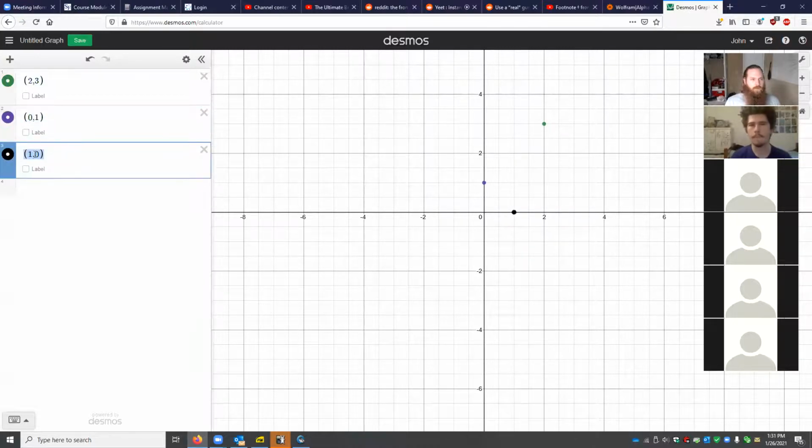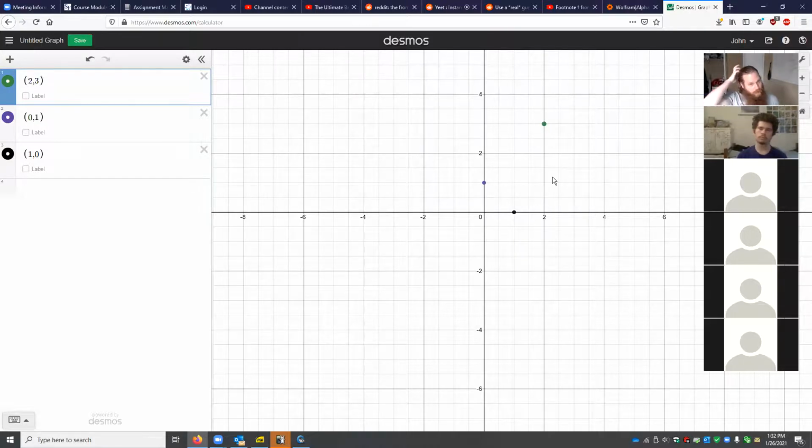2 times (1, 0) is (2, 0). 3 times (0, 1) is (0, 3). And if you add those, you get (2, 3). A basis for a space is the most useful thing you can imagine from the perspective of mathematical proof. I really like having a basis for any mathematical space I want to work with.